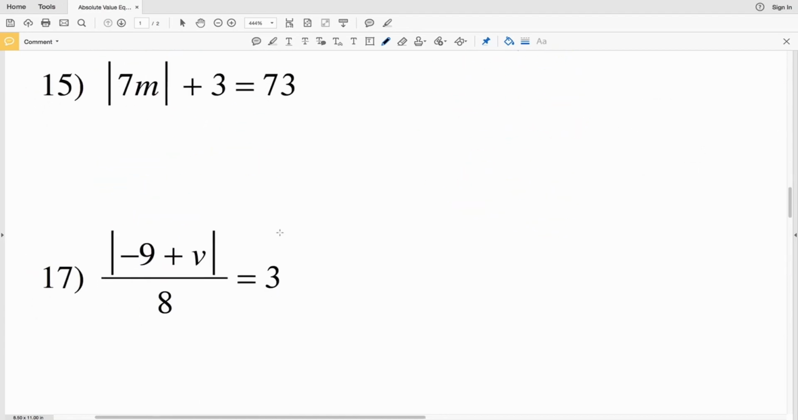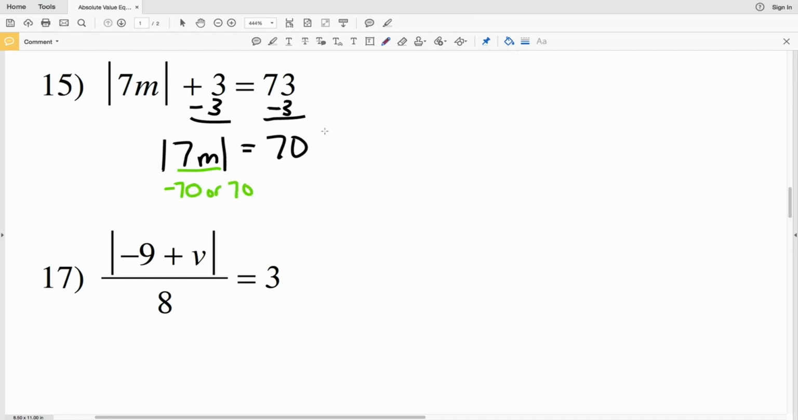For number 15, we have the absolute value of 7m plus 3 equals 73. We're going to start by subtracting that 3. When we do this, we'll be left with the absolute value of 7m on the left-hand side and the 70 on the right-hand side. So now we can look at what's inside this absolute value all by itself. So the absolute value of 7m equaling 70 is saying that 7m equals a negative 70 or it equals a positive 70, because either one, when you take the absolute value, equals 70.